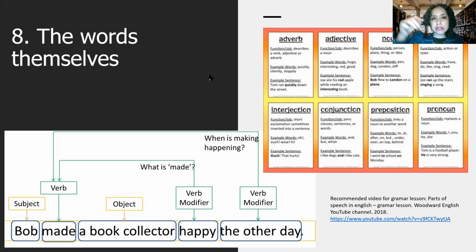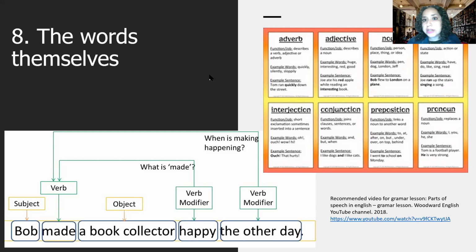So I'm using an example here. You can see it in this slide. You can see how the adverbs, adjectives, nouns, verbs, interjections, conjunctions, prepositions, and pronouns work. And there's also another example down here that has a full sentence and is explaining what a full sentence has.